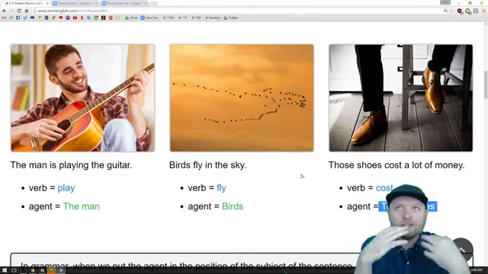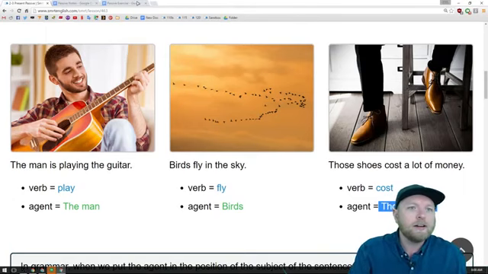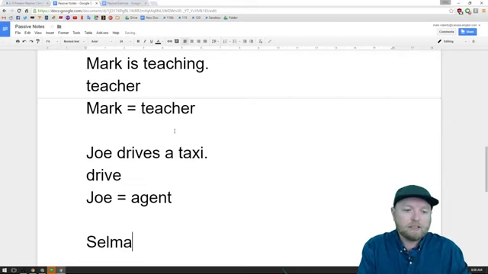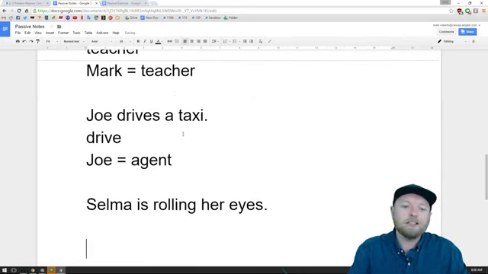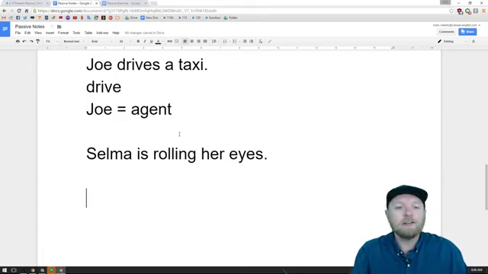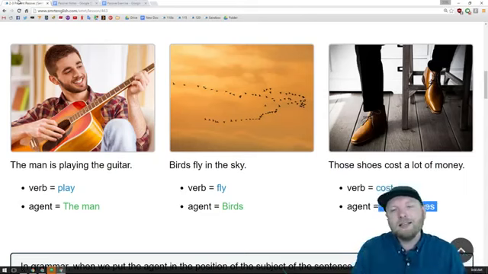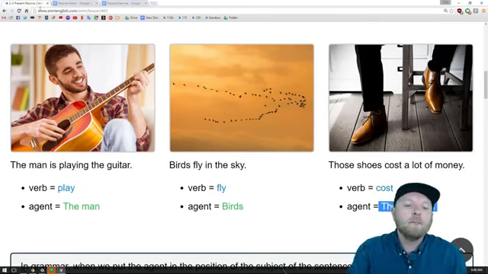Selma right now is rolling her eyes. Do you guys know that expression? Selma is rolling her eyes, okay? That means like this is easy or this is stupid or something. I know this is easy right now, but trust me, this will get more difficult.